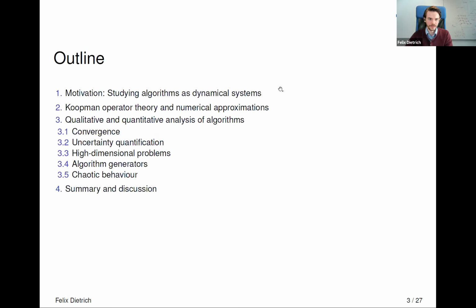I will quickly talk about the motivation for why we want to study algorithms in particular as dynamical systems. Then I can briefly go over my take on the Koopman operator theory, but you have heard about the Koopman operator approximations a lot in Alex's talk. And then I want to go deeper into qualitative and quantitative analysis of algorithms. So I will talk about convergence, uncertainty, high dimensional problems, and generators, especially because you've also heard about them before. Then something I think we haven't discussed in Alex's talk, which is chaotic behavior, in this case also of algorithms.